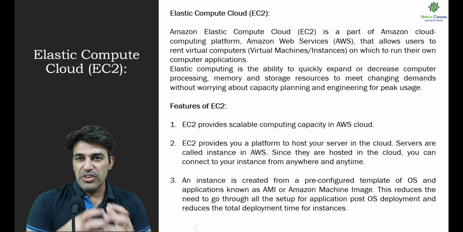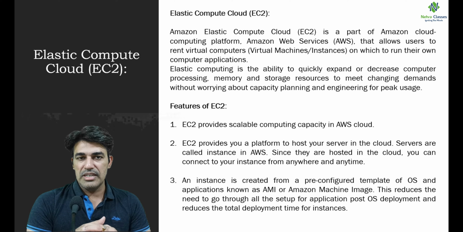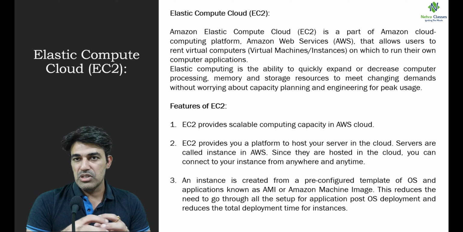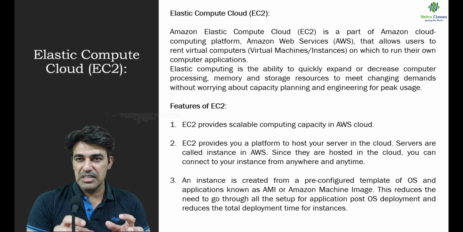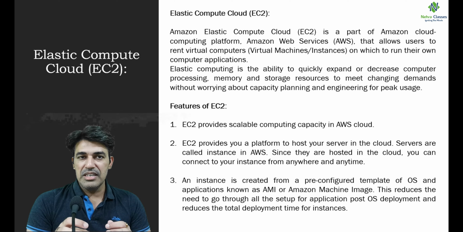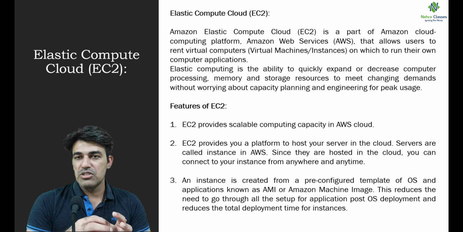There are a lot of features which are provided by EC2. Few of them I listed here in this slide. So let's understand what are the features that we can have with the help of this EC2 in AWS. EC2 provides scalable computing capacity in AWS cloud. So with the help of this Elastic Compute Cloud, we can easily expand or decrease computer processing, memory, and storage resources as per the requirement.